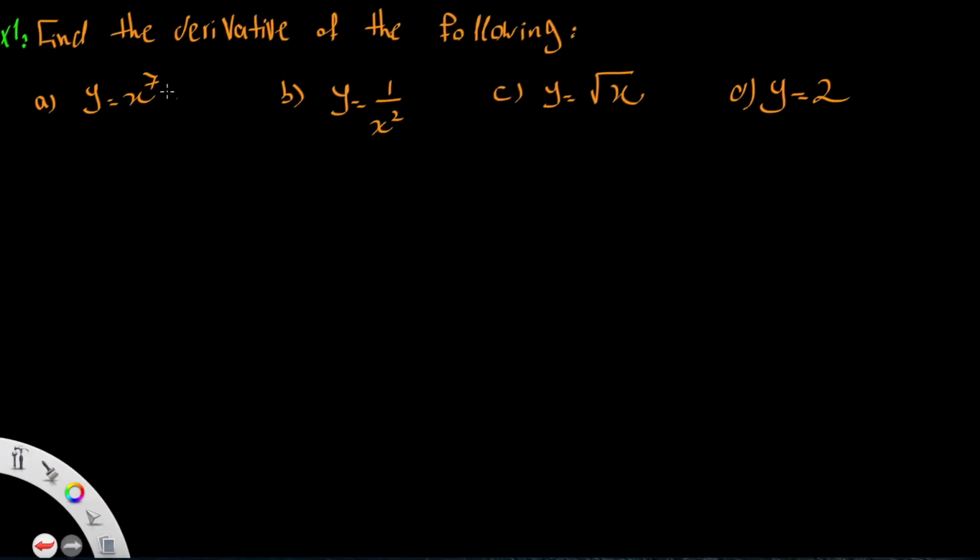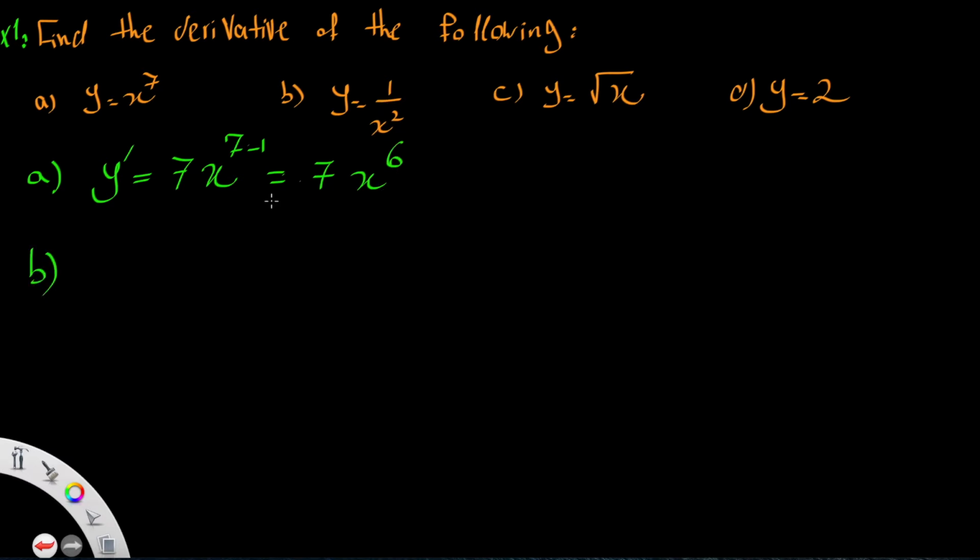Example 1, find the derivative of the following functions: a, x to the power of 7; b, 1 over x squared; c, root x; and d, y is equal to the constant number 2. For the first part, I use the notation y prime. We learned that the function is multiplied by the power, so 7, then 1 is subtracted from the power, so 7 minus 1 will be 6: 7x to the power of 6.